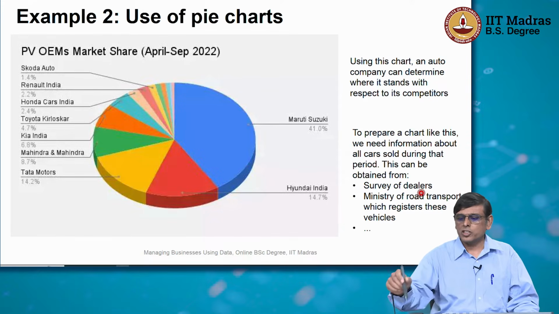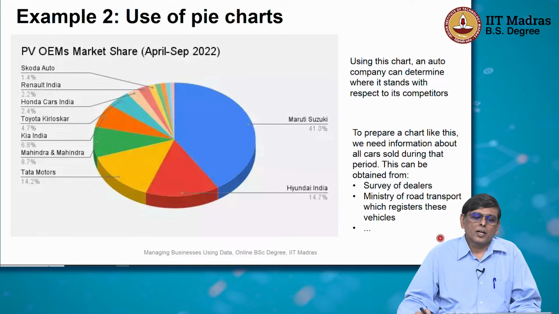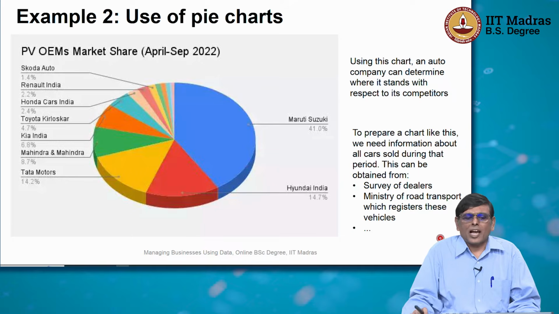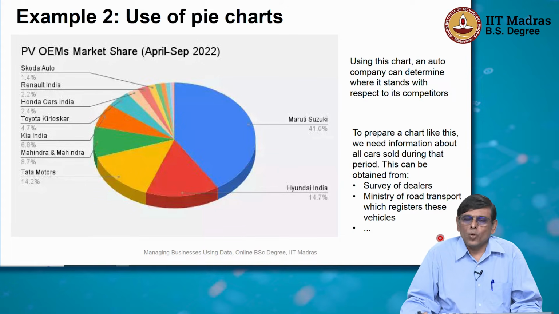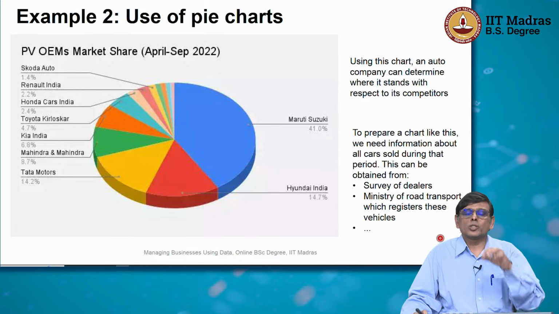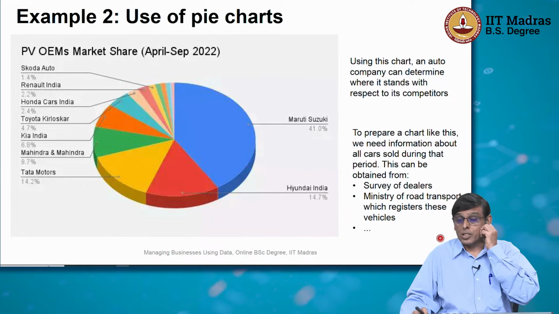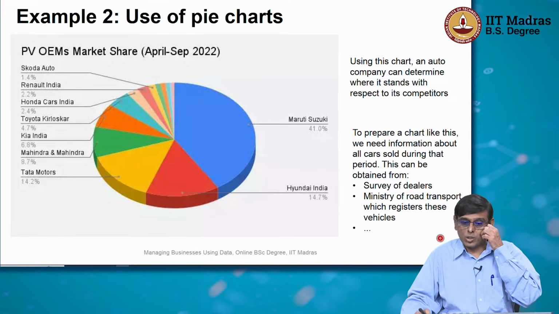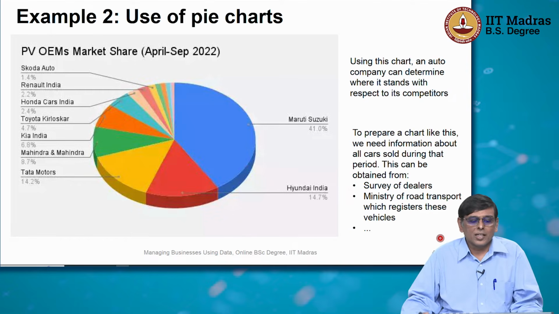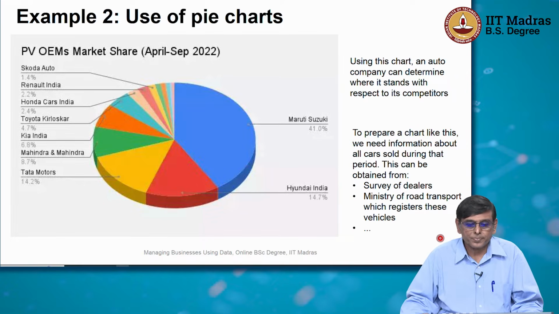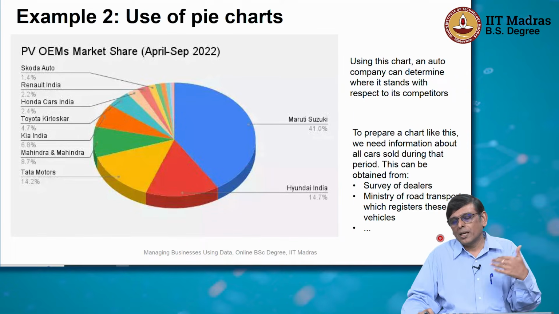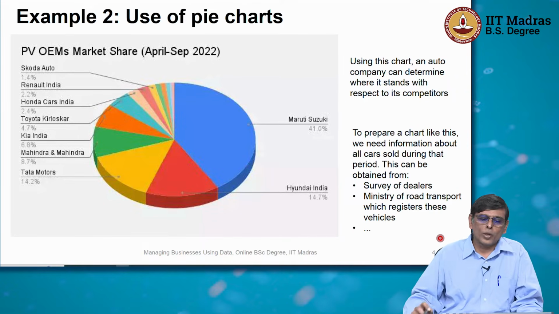So you can see in this chart, this is a pie chart. You will see many such acronyms. Okay, PV means passenger vehicle, means car basically, and OEM means original equipment manufacturer. Basically it means those people who sell the vehicles under their own brand name. Like Maruti, for example, you will see Maruti Suzuki brand name, you will see cars, right? You will see Hyundai cars, you will see Tata Motors cars, Tata cars, you will see Mahindra cars and so on, Kia cars. So those people who sell the cars under their own brand are called OEMs.